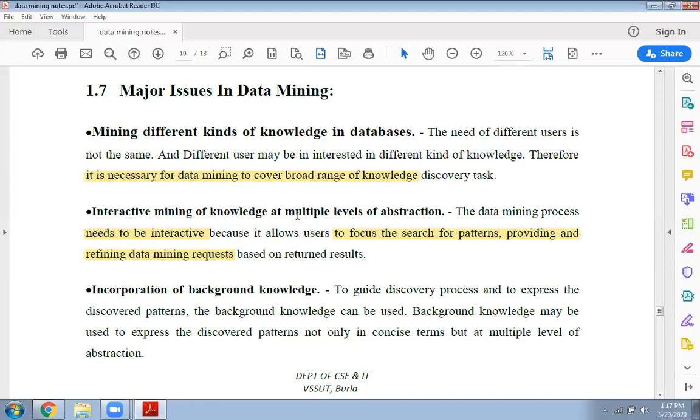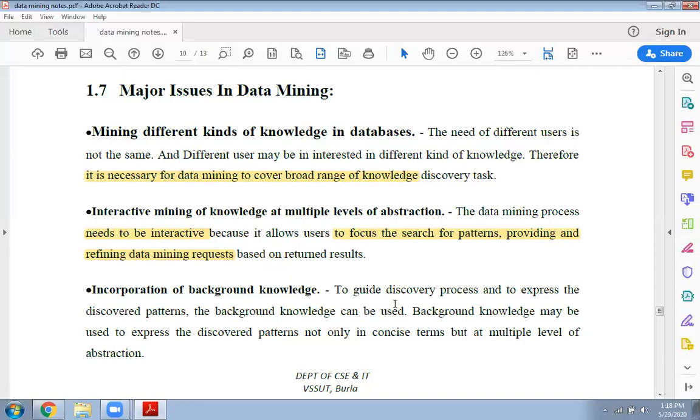And there should be interactive mining of knowledge at multiple levels of abstraction. So the data mining should be interactive. We should allow the users to focus the search for patterns, providing and redefining data mining requests. That means, for example, you analyze certain data and you got the result, but you want to change the parameter and get whatever results come. So users should have the option to interfere in the data mining model, so that they can change the parameters of the model and accordingly predict the outcomes of the model. So that should be interactive mining.